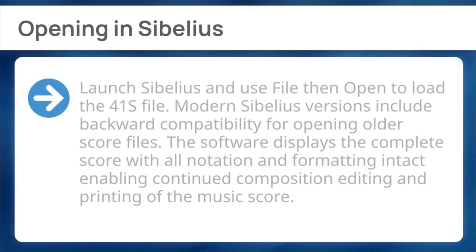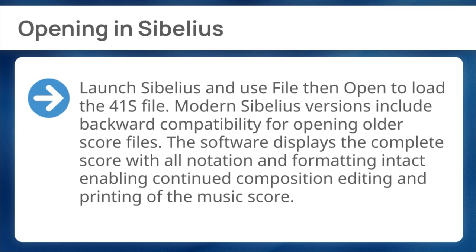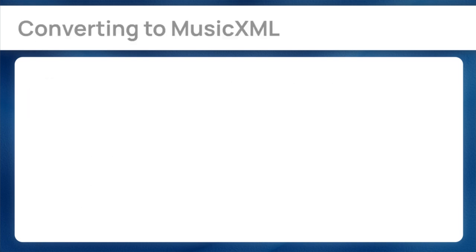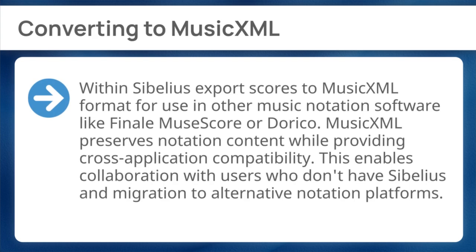First, opening in Sibelius. Launch Sibelius and use File then Open to load the 4.1S file. Modern Sibelius versions include backward compatibility for opening older score files. The software displays the complete score with all notation and formatting intact, enabling continued composition, editing, and printing of the music score.